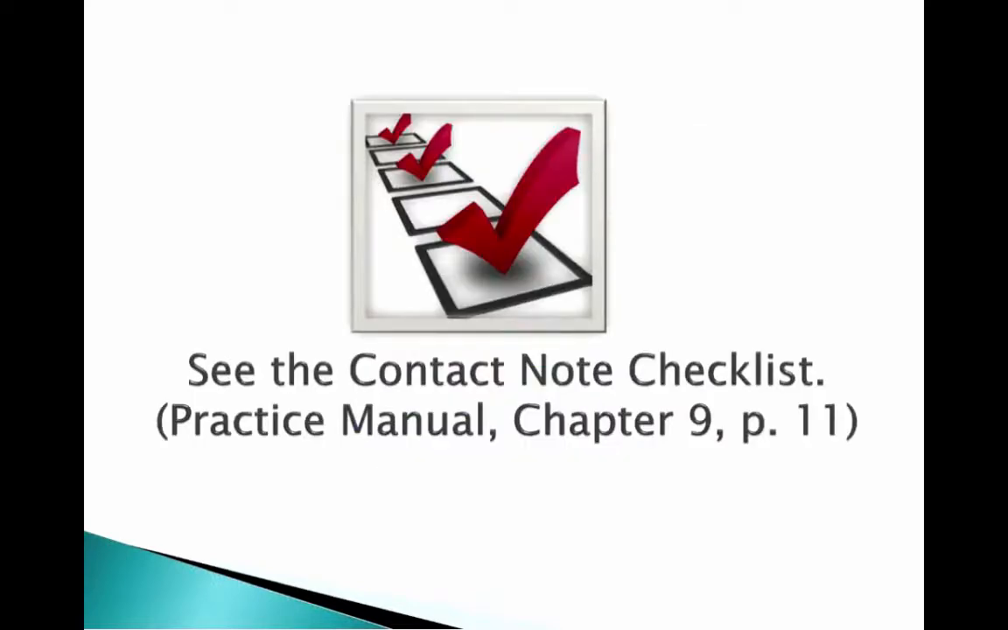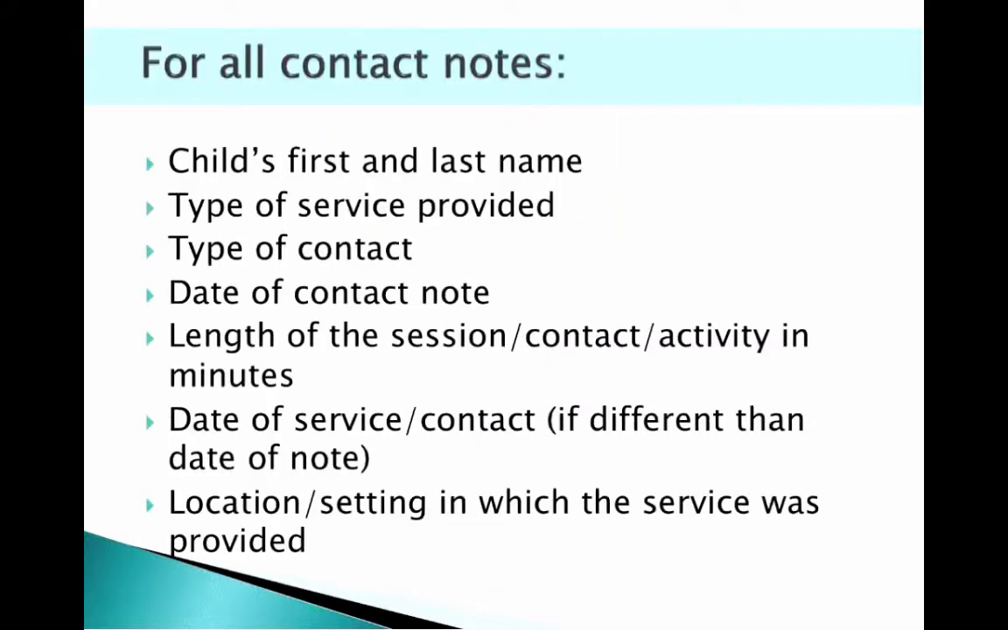Let's start with the contact note checklist that can be found on page 11 in Chapter 9 of the Practice Manual. This lists all the required components. A copy of the contact note checklist is saved with this presentation. Also saved with this presentation are the 2 suggested progress note templates that include all required elements. These templates are not required, but use of these templates will ensure that all of the elements are included.